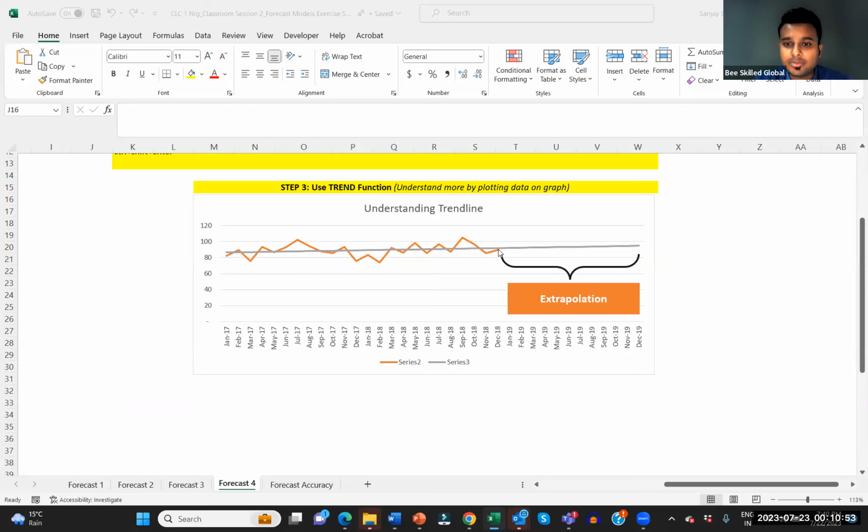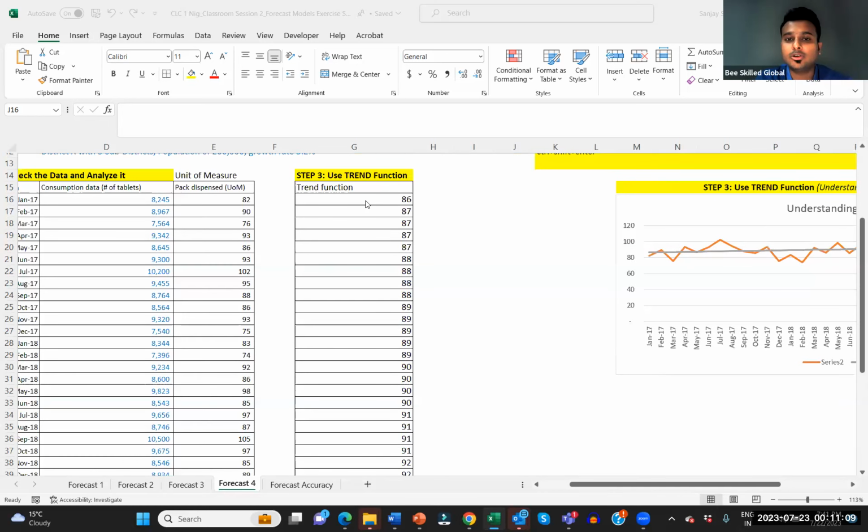So if we extrapolate this trend line, that gives you the forecast. So the logical explanation is only this, that we are extrapolating the trend line to develop our forecast of 12 months. Now, how do we do that? We use this function called trend. The trend function is dependent on two sets of data: what is on the y-axis and what is on the x-axis.